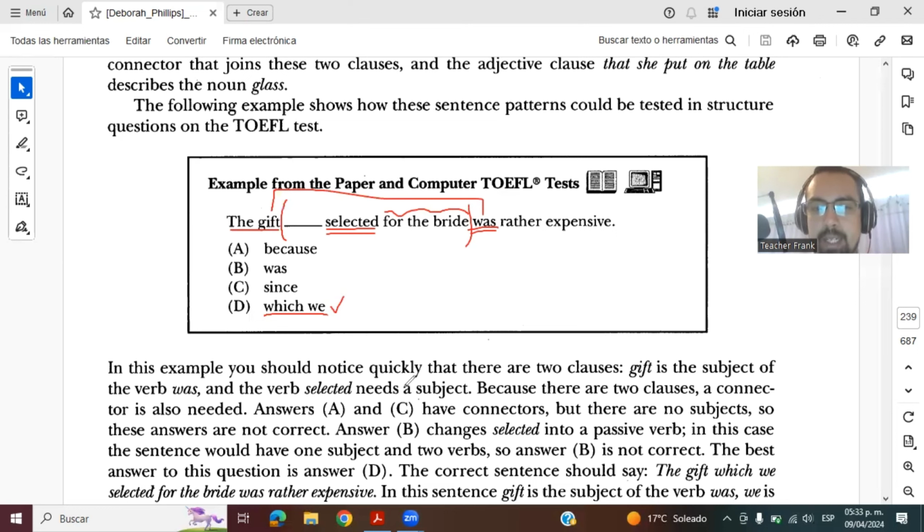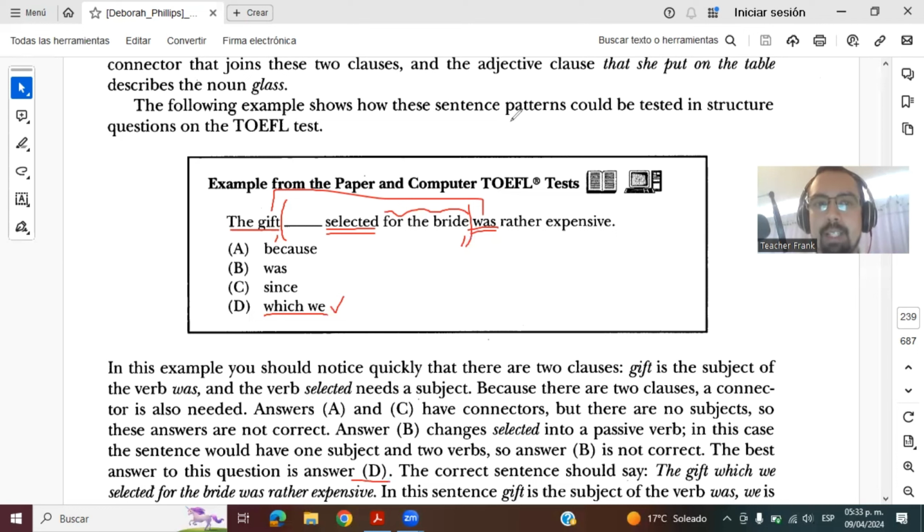Here it says the best answer is answer D. And sometimes we have the separation of these adjective clauses by commas, by parentheses, right? The gift, which we selected for the bride, was rather expensive, right? Sometimes in TOEFL, it's not going to separate it. So there aren't going to be commas or parentheses, but you need to know that it could be there, right?